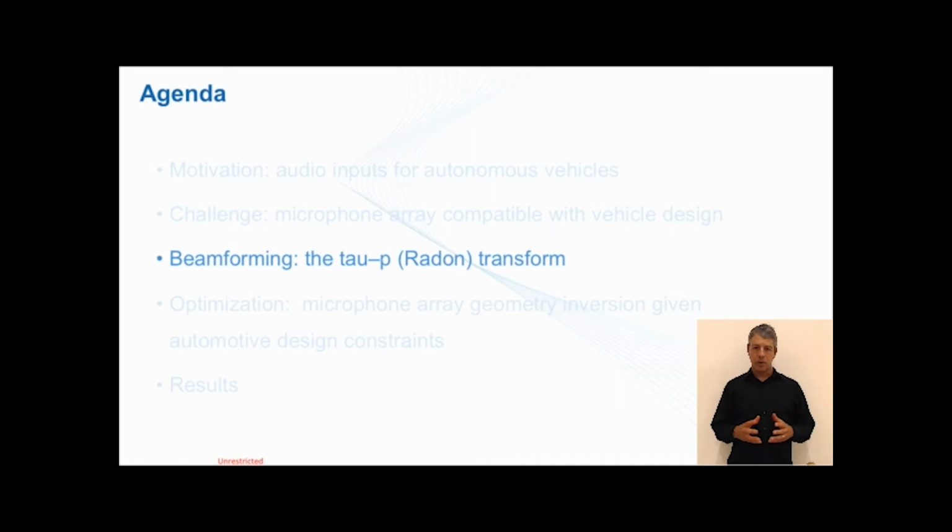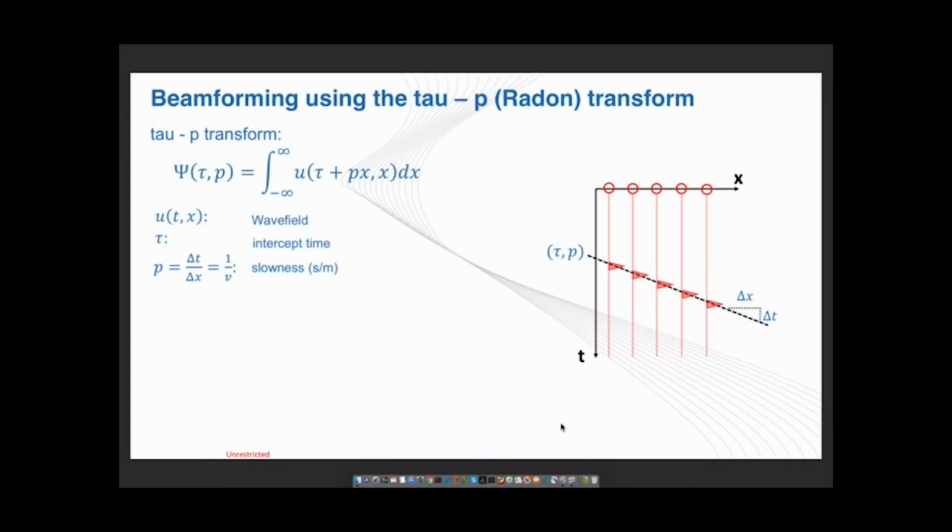I will now talk about our beamforming operator, namely the tau-p transform. This transform is the cornerstone of our array geometry optimization. The tau-p transform is the same mathematically as the Radon transform, except that Radon is typically the operator name used for image processing. Here the data and axes represent something with physical meaning.